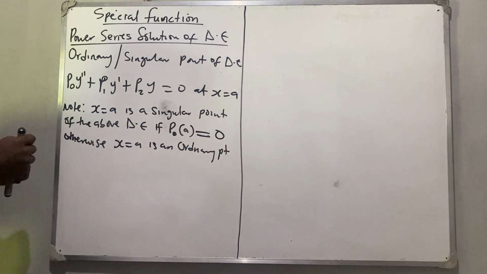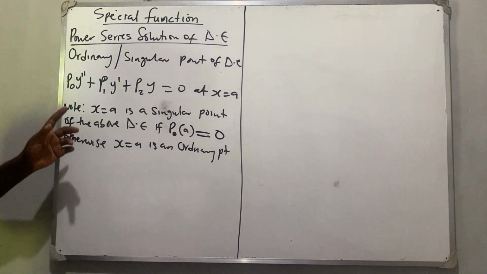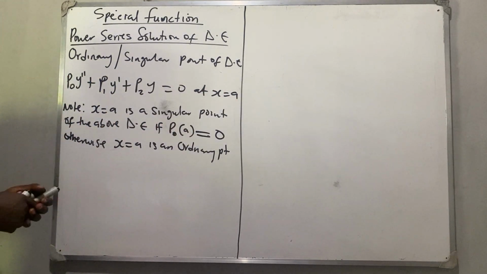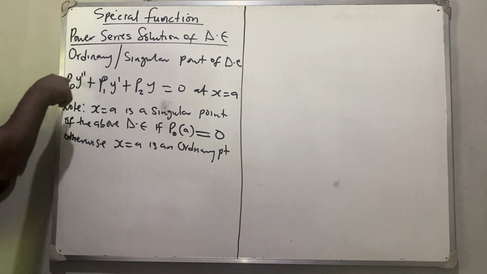So you have known that once you substitute that value, x equal to a, inside this p naught of x. I hope you know that this thing is p naught of x, but I did not put the of x.